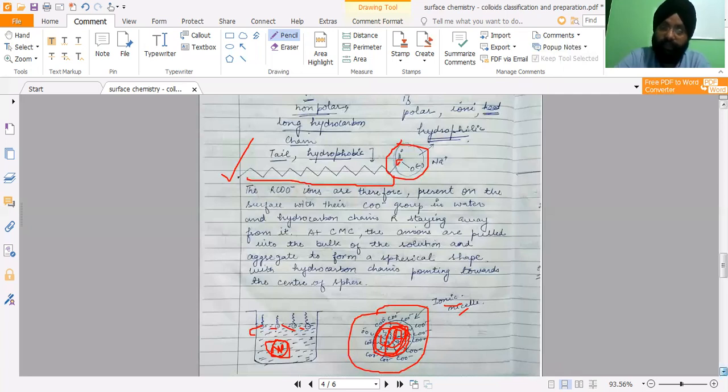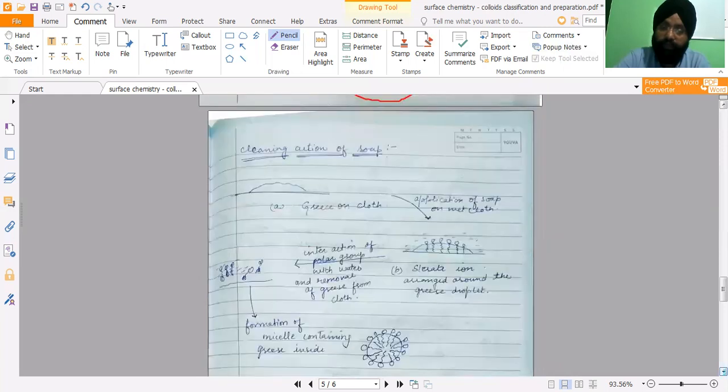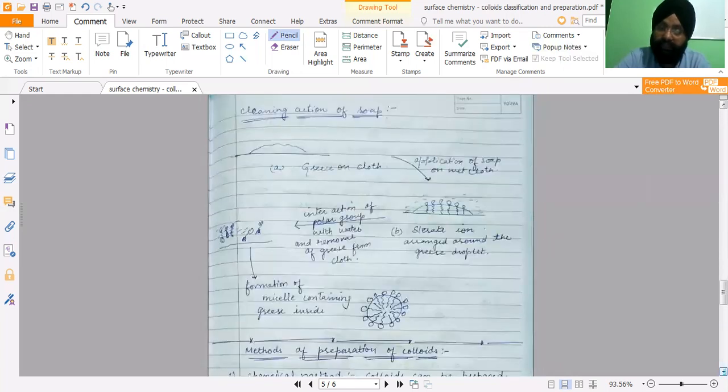Right? Now, the cleansing action of soap, or how soap cleans the stains or dirt on the surface of the floor.